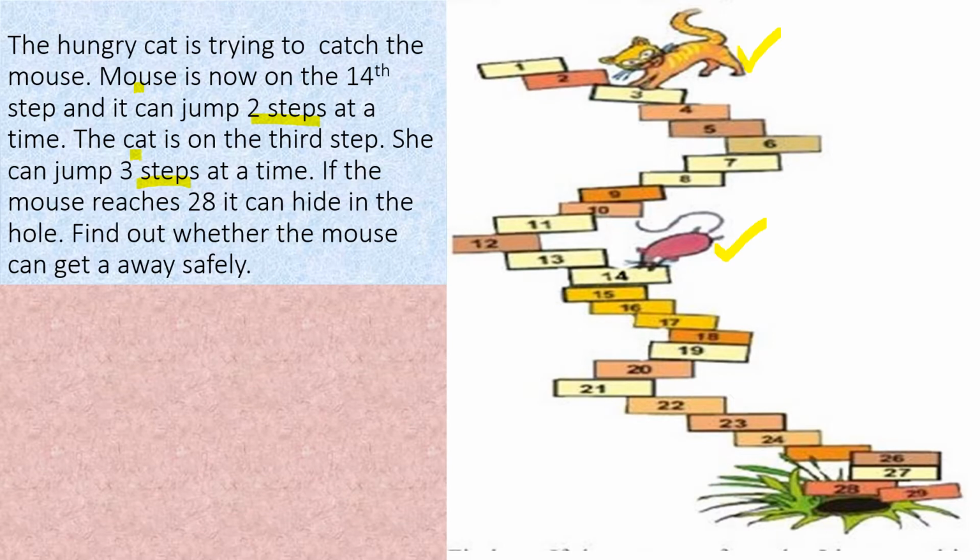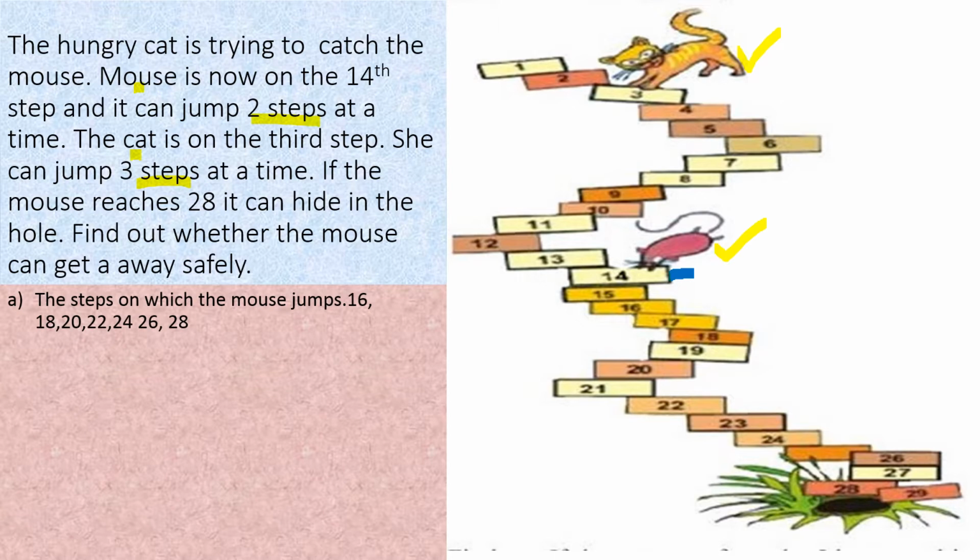The first question to you. Which are the steps the mouse jumps? So here is the picture to you. The mouse is on the 14th step and it can jump 2 steps at a time. So where will it be? Once it jumps 2 steps it reaches another place.